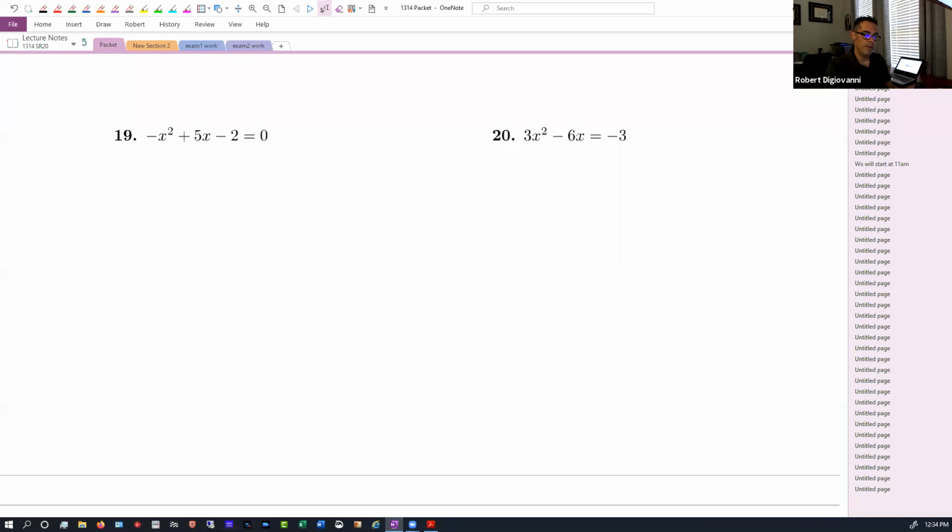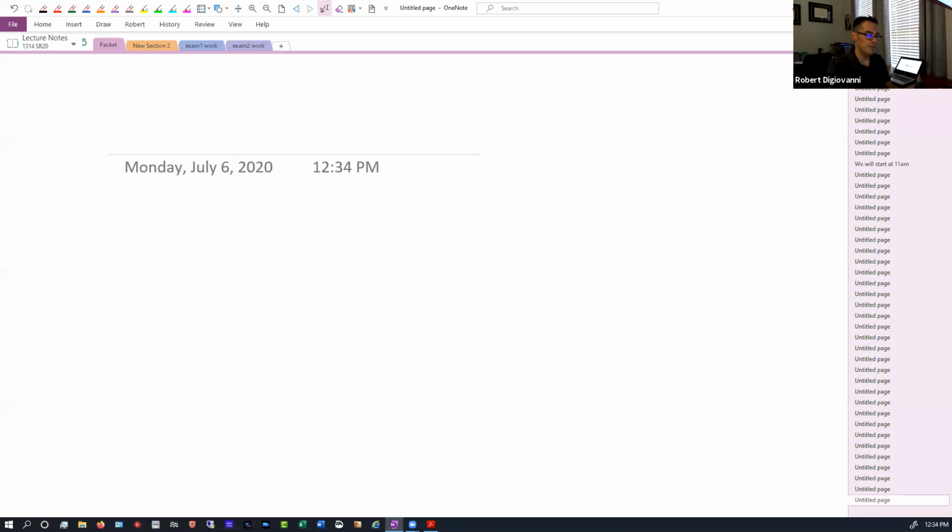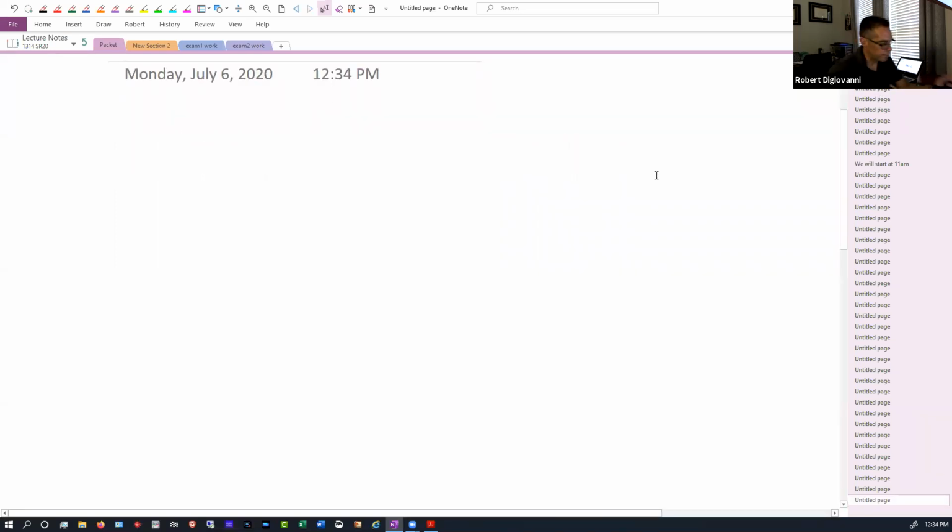All right, we are ready to get into graphing. So we're going to talk about functions again. So remember the notation we used for functions was this f of x. If we ever have a function that looks like this, this is what's known as a quadratic function.